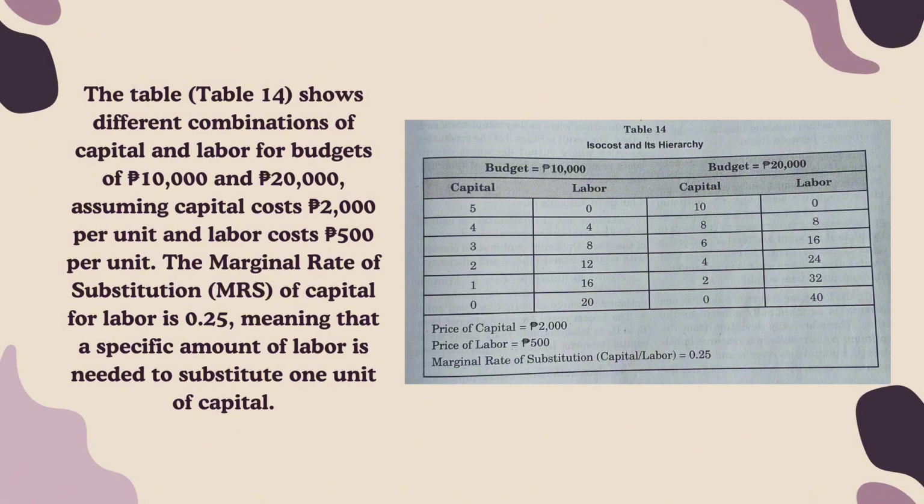Next, as you can see, Table 14 shows different combinations of capital and labor for budgets of 10,000 pesos and 20,000 pesos, assuming capital costs of 2,000 pesos per unit and labor cost of 500 pesos per unit. The marginal rate of substitution, or MRS, of capital for labor is 0.25, meaning that a specific amount of labor is needed to substitute 1 unit of capital.